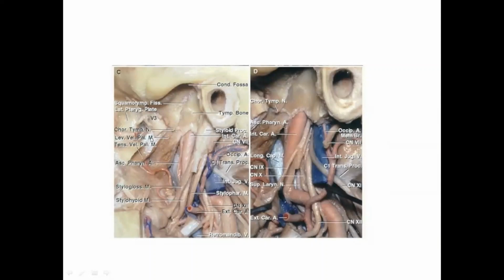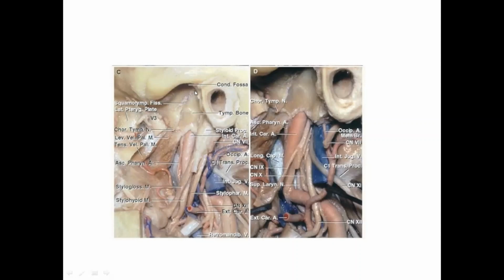These are the two further deeper muscles which are present. We have levator veli palatini and tensor veli palatini, which are running here. Ascending pharyngeal arising as a branch of the external carotid artery. This is your internal carotid artery exiting from the carotid canal. Then here we can appreciate the internal jugular vein.